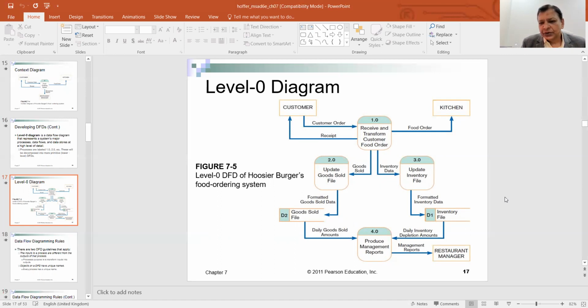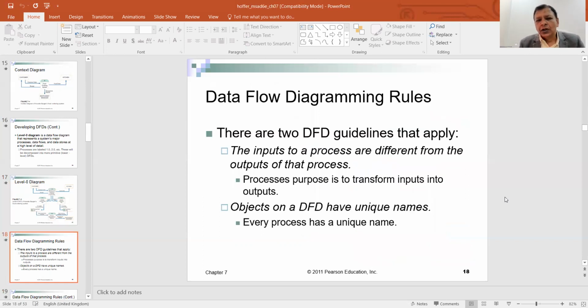4.0 process, produce management reports based on the daily inventory amounts, and the restaurant manager will generate the report based on the orders placed and the goods sold. There are two data flow diagram guidelines that must apply. The inputs to a process are different from the outputs. A process is used to transform inputs into outputs. Objects on a data flow diagram have unique names.